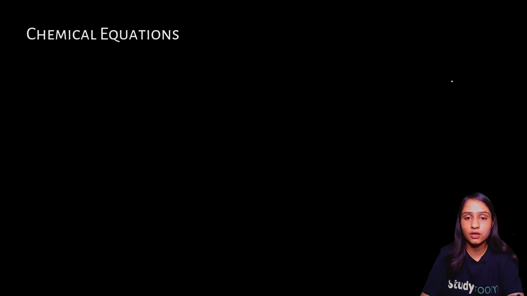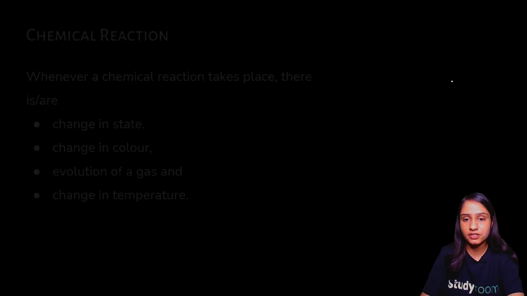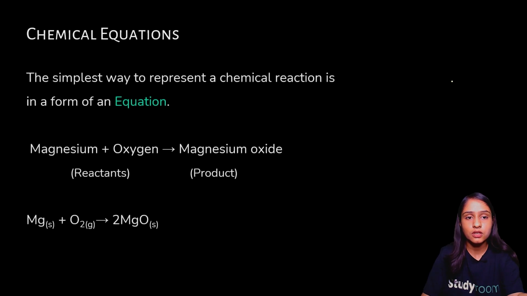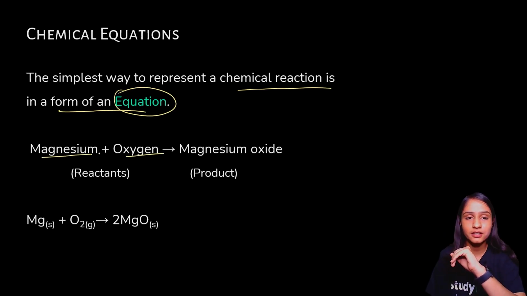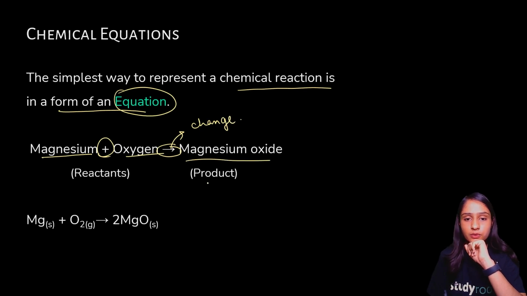Okay. Chemical equations. The simplest way to represent a chemical reaction is in the form of an equation. I was writing a lot of chemical reactions here, right? So these reactions can be represented in the simplest way, in the form of an equation. This equation comprises the elements that got reacted, a plus sign, and this arrow, which signifies the change. Okay, and the product was formed.